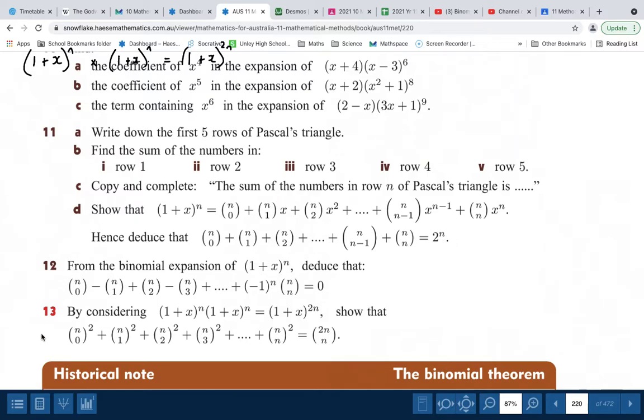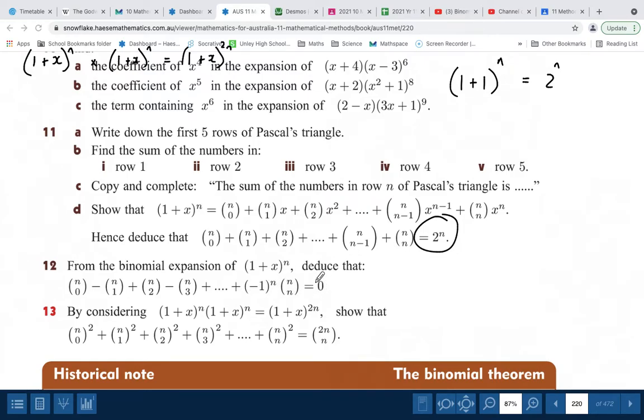So I'm going to briefly look at 13 because that's the hard one, but to give you a hint on how to do 11D, what you can do to get your 2 to the n here: well, how can I get it from this expansion? I could say x equals 1. So 1 plus 1 to the power of n is 2 to the n. And if I come through here and make all of these x's 1s, then the question should fall out from that. Okay?